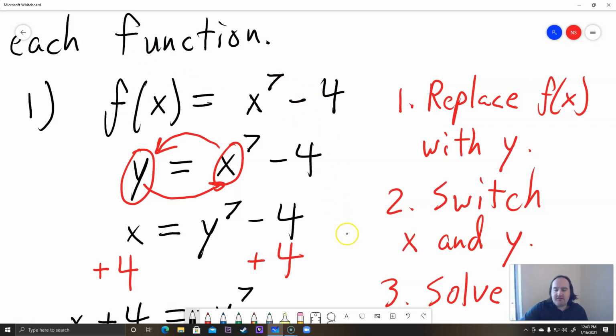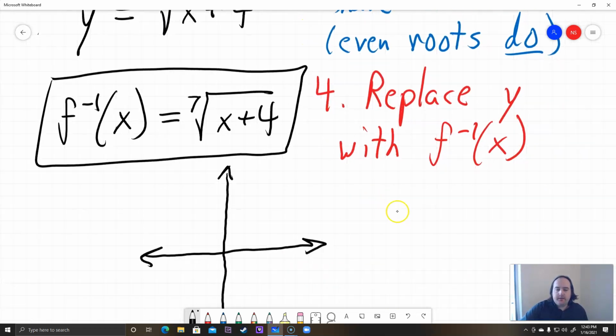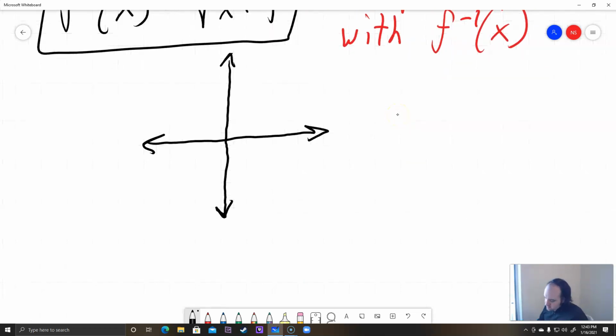So if I sketch f of x, I'm basically just going to be sketching something like x cubed, but shifted down 4 units. So let me give myself a little bit more room down here. And it'll be like x cubed, but it'll be more steep. So I'll go ahead and do f of x in red here. So it'll look something like this.